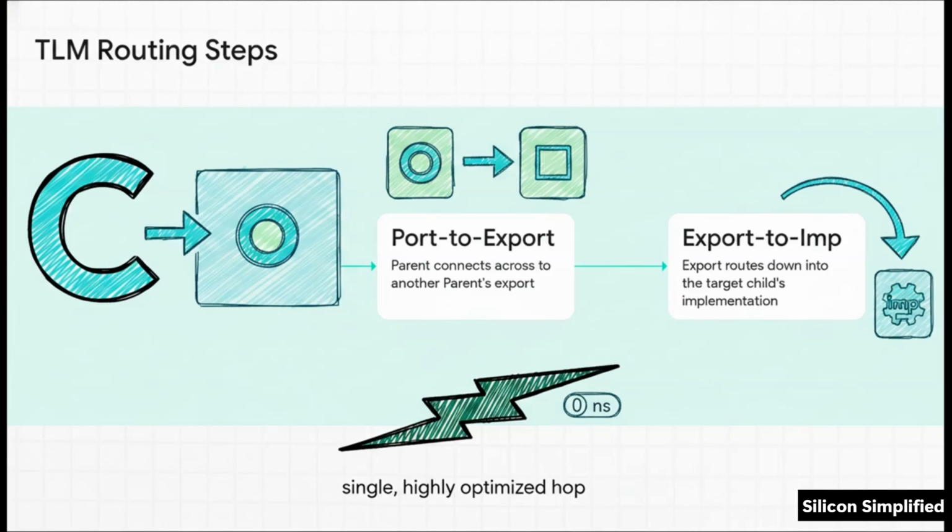Now, what's really cool is how these pieces snap together during that 0 nanosecond connect phase we talked about earlier. Connections route from a child's port up to a parent's port, across to another parent's export, and finally down to a child's IMP. But UVM is incredibly smart here. Right before the simulation begins, these complex hierarchical connections are mathematically resolved into a single, highly optimized hop. So during the actual simulation, calling a port's method jumps directly to the implementation, zero hierarchical overhead.